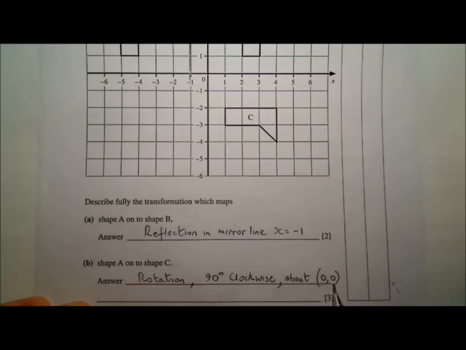And the last thing is, where was the center of rotation? Where did you put your pencil to hold the tracing paper? And that was the point 0, 0, or the origin.